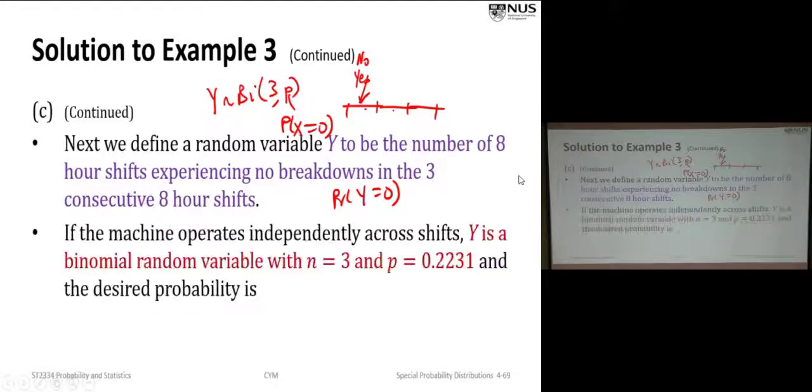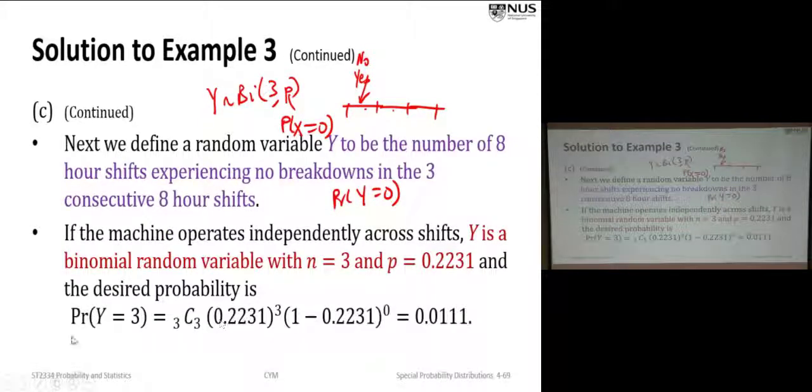All right, so it works out when Y equals, I'm sorry, okay. So X equals 0, so Y equals 3. We want all the 3 shifts with no breakdown. So Y equal to 3. All right. So it's 0.0111.